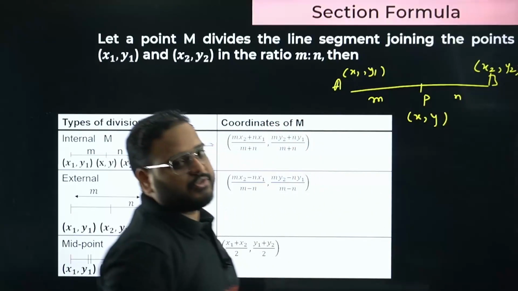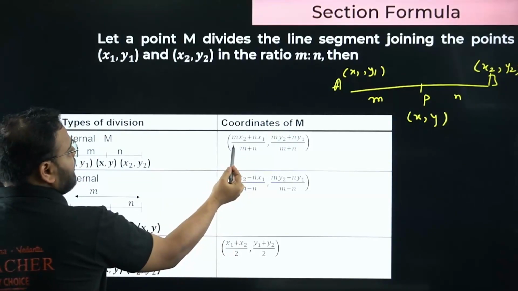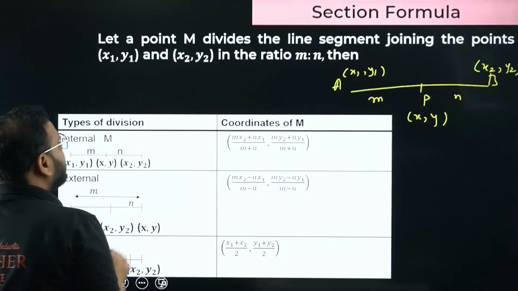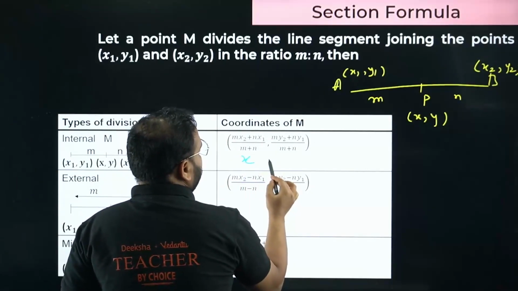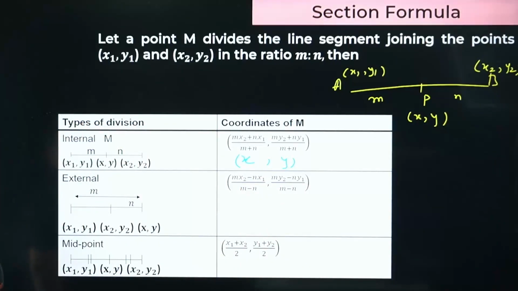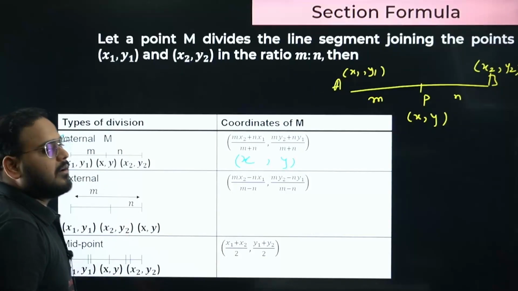In this fashion, please check. So your x will become mx2 plus nx1 upon m plus n. This is the value for your x, and this is the value for your y. I hope this is clear. This is the case when you have internal section.